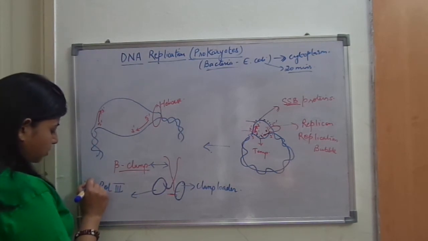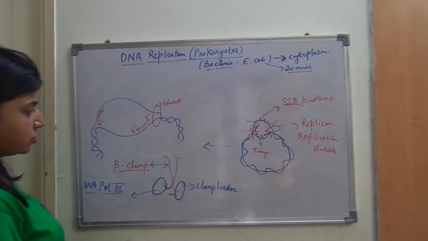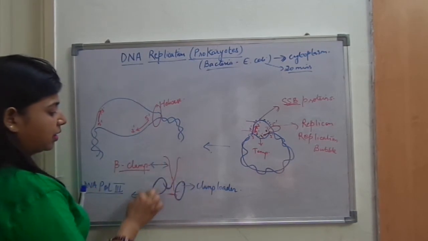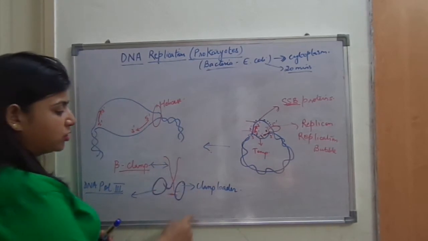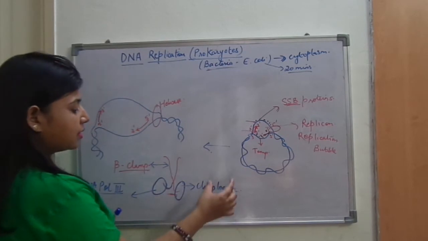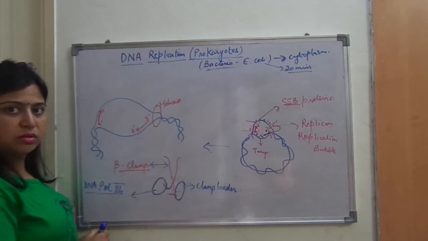And which polymerase? It is DNA polymerase 3 enzyme. This can attach. So at the 3' end, this beta clamp is going to come and attach with the help of this clamp loader. Clamp loader is again an enzyme which makes this beta clamp come and attach to this side.